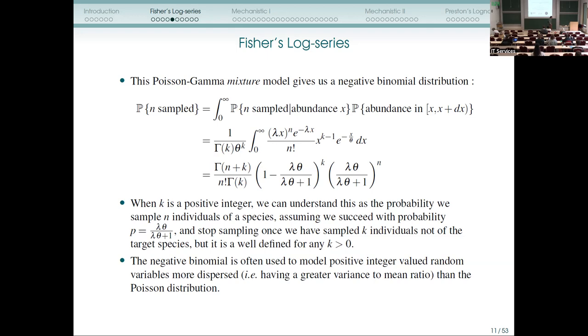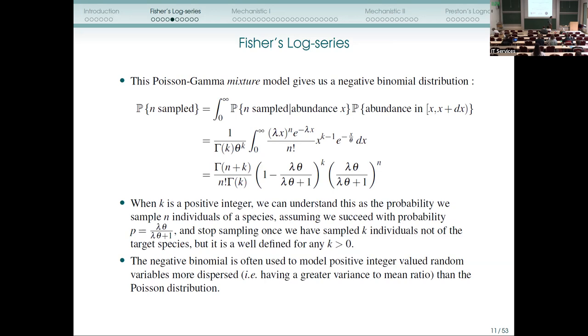Take that mixture, and I get this integral here. I'm not going to try and repeat calculus for you. I'm just going to take it for granted. But if I work out that integral, I get this expression here. And if you live and breathe statistics, you recognize this as a negative binomial distribution. So basically the mixture of a Poisson random variable with a gamma distributed prior on the rate gives you a negative binomial. We'll come back to why this is called a negative binomial later, but before I do that, let's make a couple of comments.